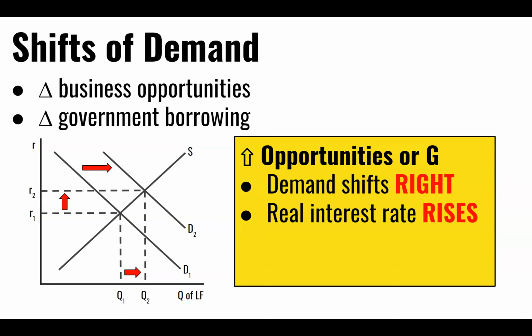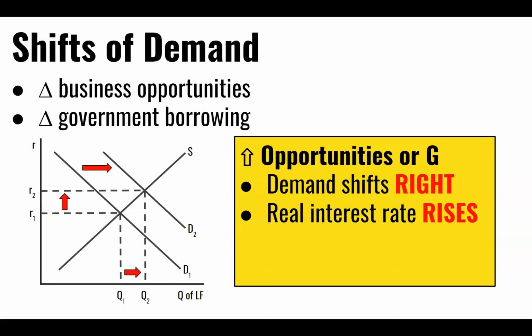So demand will shift based on our changes in business opportunities or government spending. If we see an increase in business opportunities, if we think we have an opportunity to earn more profit by borrowing money and pursuing multiple projects, then there will be an increase in the demand for loans. That increase will shift demand to the right, and cause the price of loans, the real interest rate, to rise.